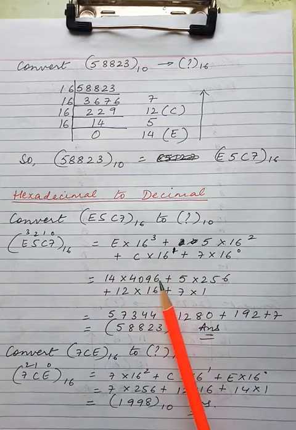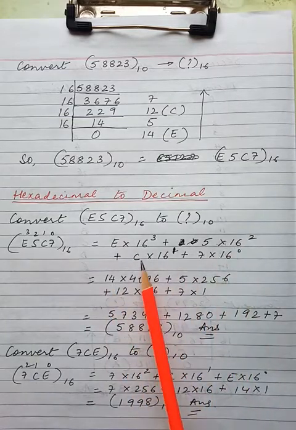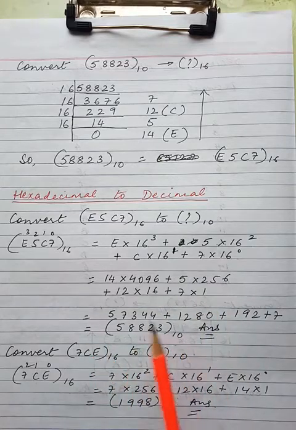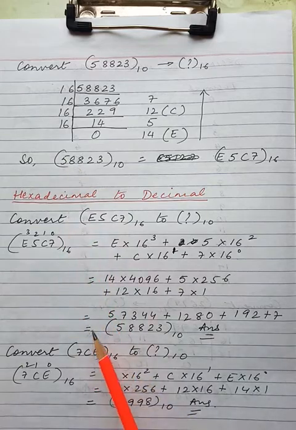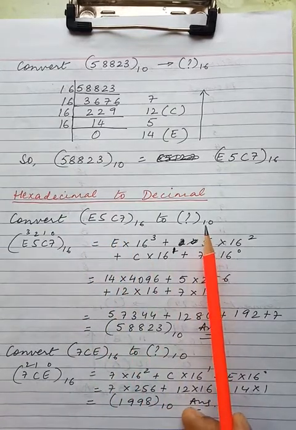16 cube is 4096 and E means 14. 5 into 256 plus C means 12 into 16 plus 7 into 0. So the answer is 58823 as given in this question. So that means this is how we convert a hexadecimal number to its equivalent decimal.